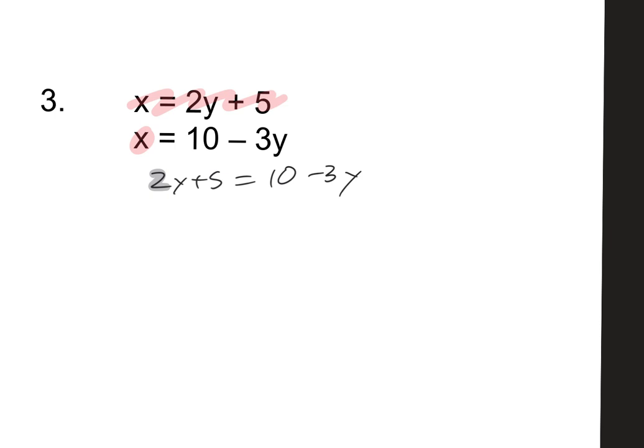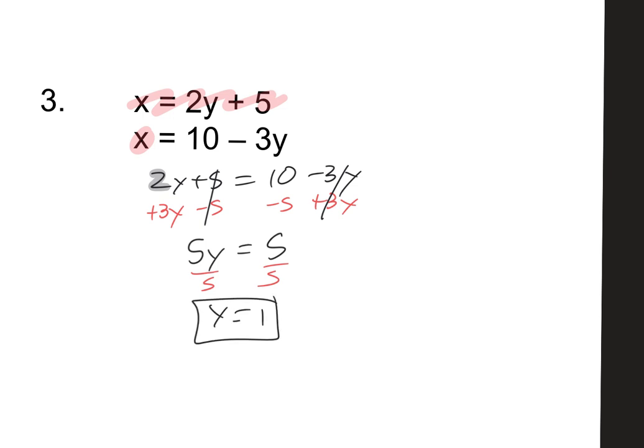Okay, well I could solve this equation. Let's add 3y to both sides. And let's subtract 5. Remember, the reason why I'm doing that is I'm trying to get the y's on one side, the numbers on the other. So what happens here? These will cancel, these will cancel. 2y plus 3y makes 5y, and 10 minus 5 makes 5. Okay, so I just divide both sides by 5, and I got that y has to be 1.